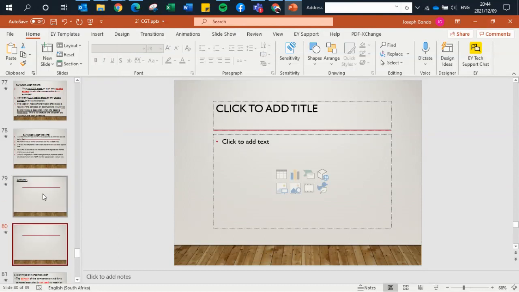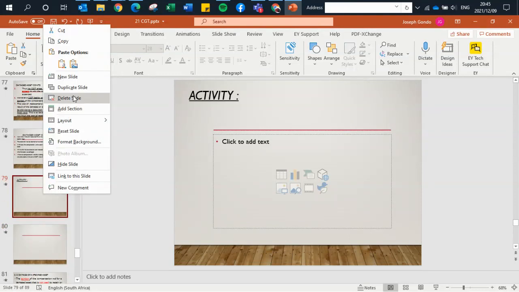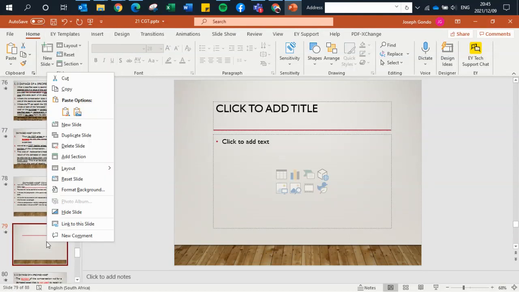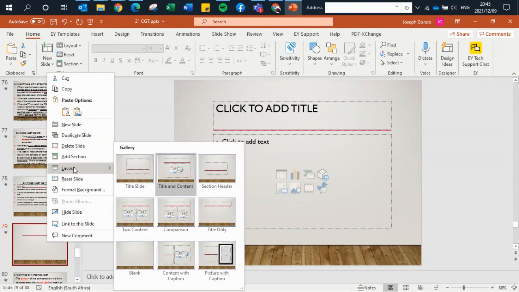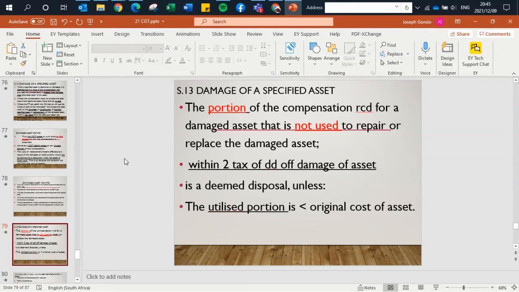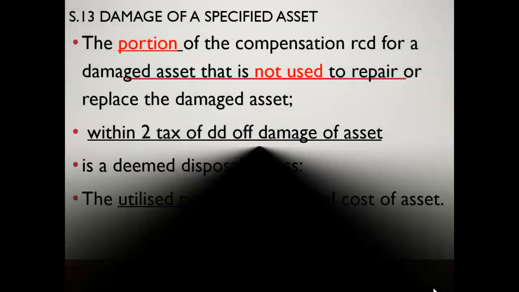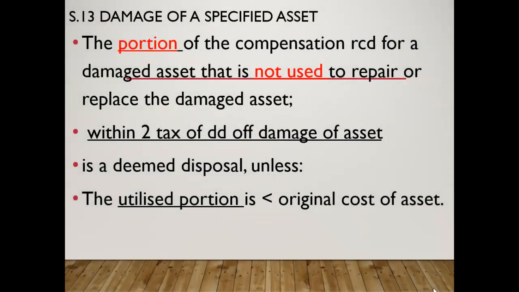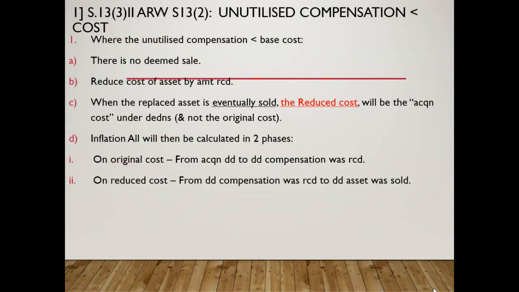So we have covered much on CGT. Do we have any questions before we finish it off? Section 13 again: the portion of the compensation received for a damaged asset that is not used to repair or replace the asset within two years is treated as a disposal. We covered this slide.